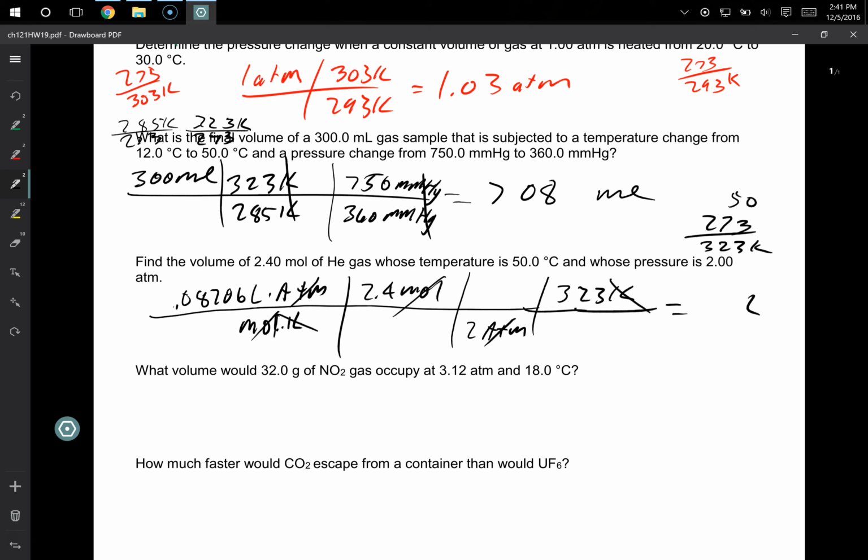0.08206 times 2.4 times 323 divided by 2, that's 31.8 liters. Okay.